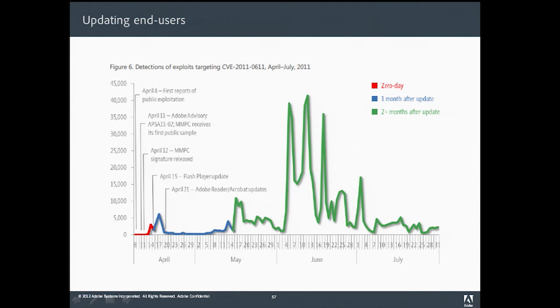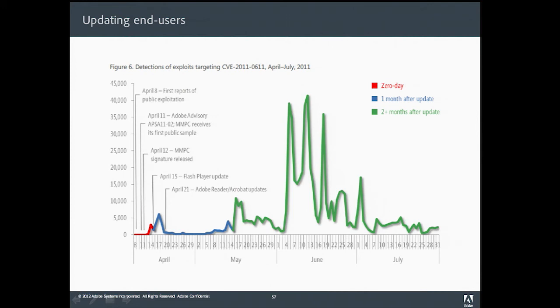The other thing that we've taken a look at is updating end users, right? This is a graph from the Microsoft Security Intelligence Report 12, or the first half of 2011, sorry. Basically, the window you have for updating end users before something goes into an exploit kit like Black Hole is about 2 months. If you look at this graph, the red line is when it was actually a 0-day, the blue line is 1 month after the update, and the green line is 2 months after the update.